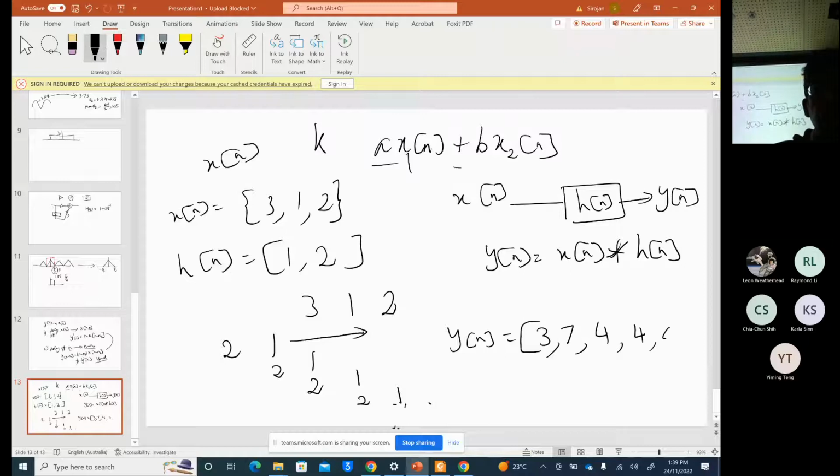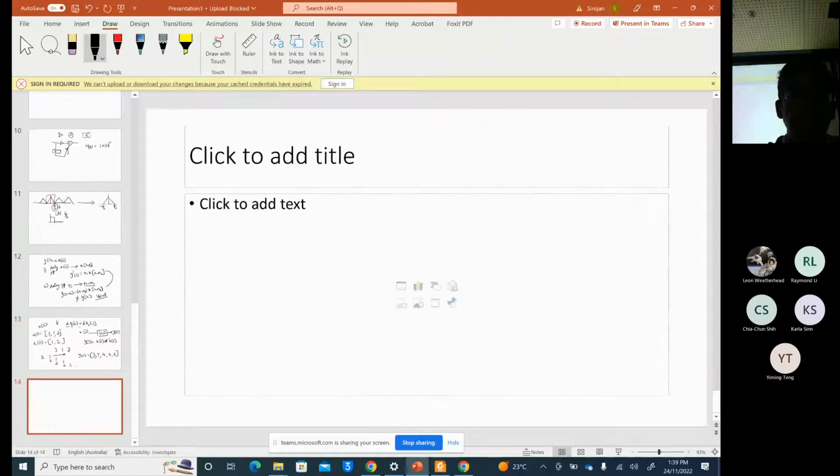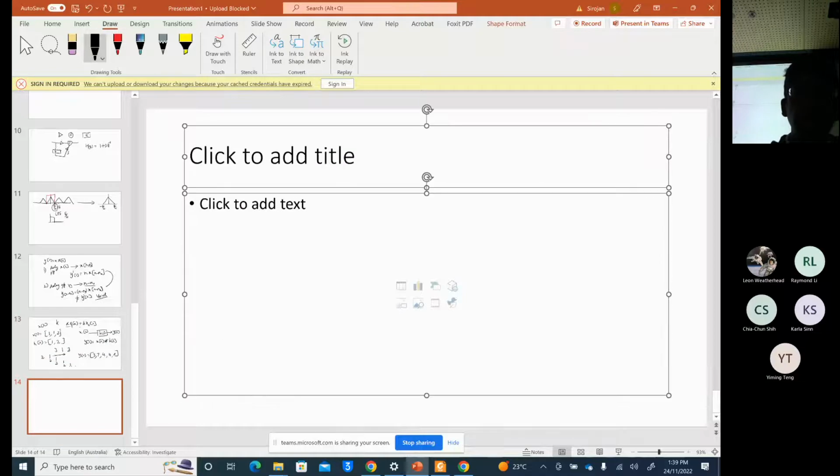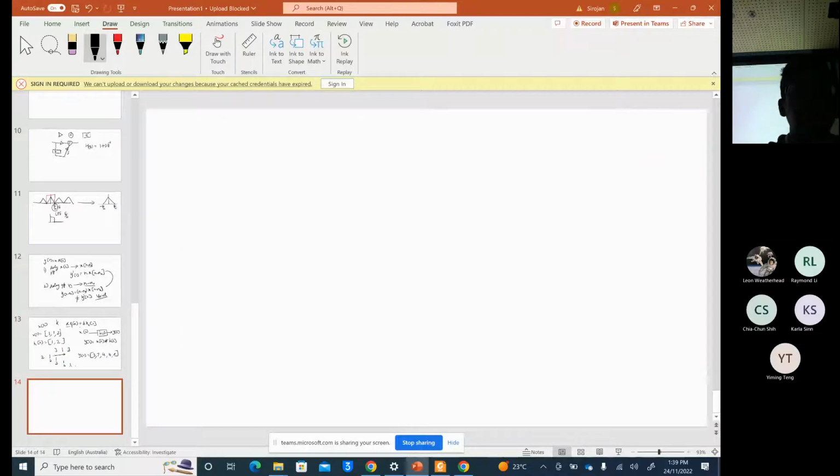Then it's zeros, likewise. Okay, so that is the time domain convolution. Also, you can do the frequency domain version. There are two methods. One is you can do the time domain convolution. The other one is the frequency domain convolution. So frequency domain convolution, what happens in the frequency domain?